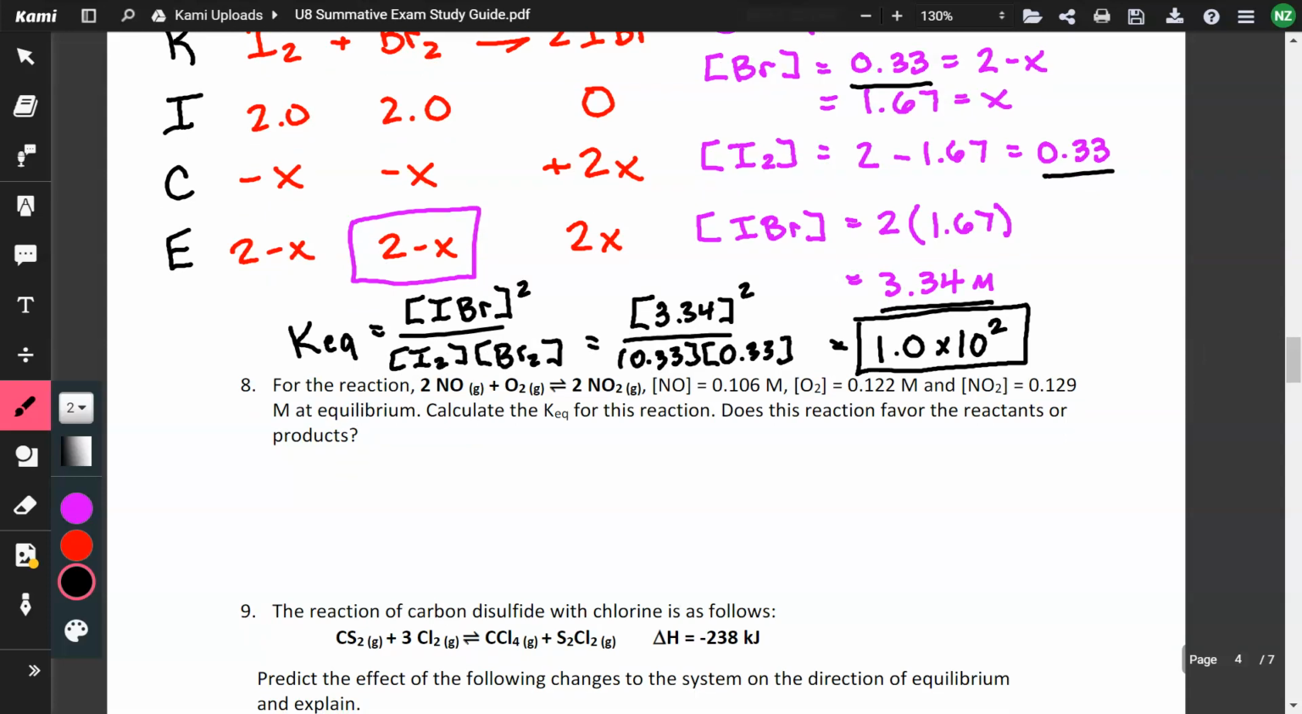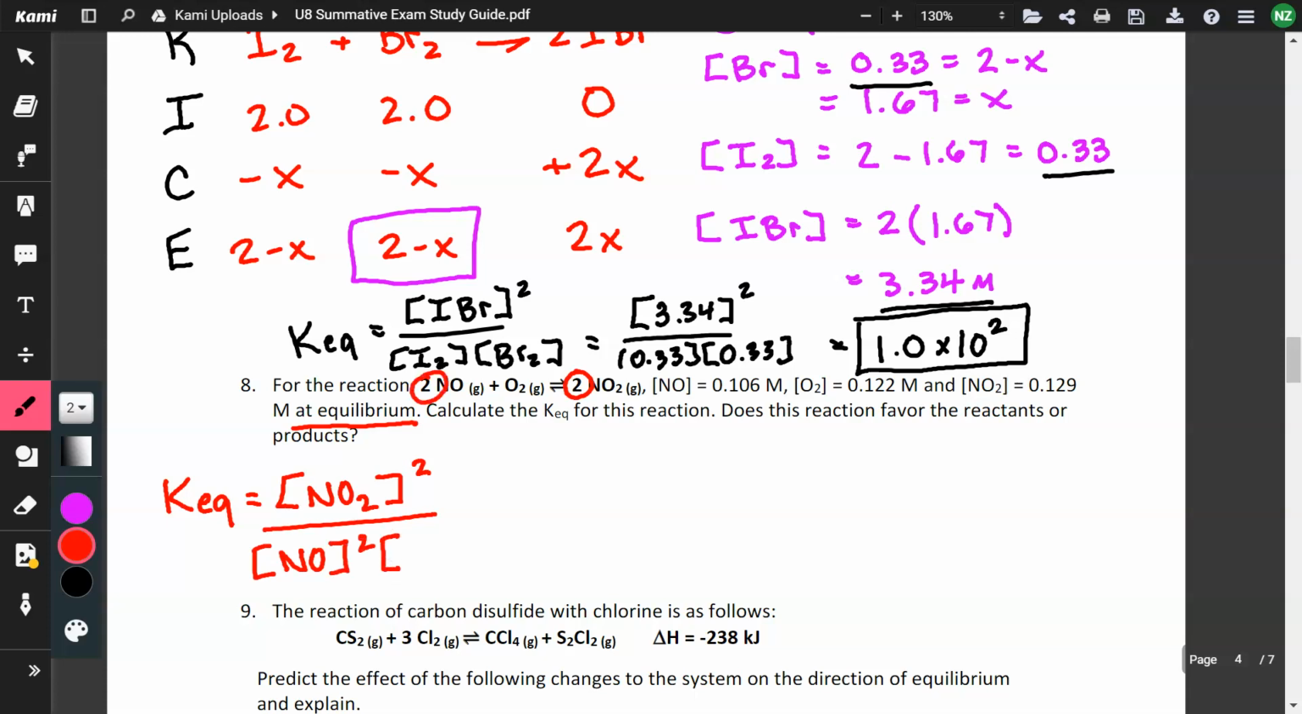Number 8, for the reaction, gives us a bunch of numbers. Calculate Keq. Does this favor reactants or products? Okay, so it gives us all of the equilibrium values. So for this one, we can just plug it right in. Products over reactants. So this will be NO2 squared, because we've got the 2 here, over NO squared. Again, we have a 2 here. And then O2.